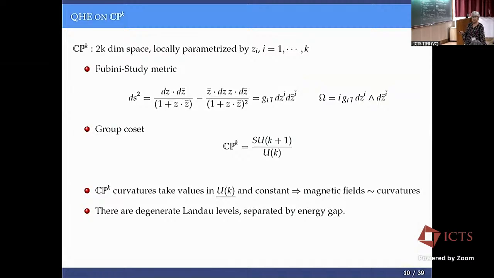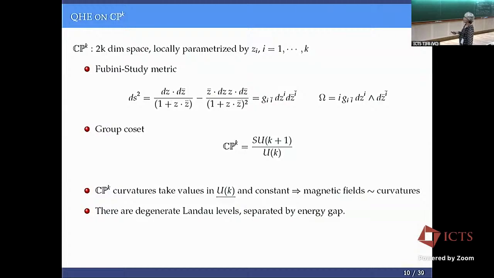May I ask a question? So you're looking at SUK+1 as fibered over CPK? Yes. Are you looking at SUK+1 as a fibered manifold above CPK? Yes. So gauge theory, and that principal bundle, UK principal bundle. Yes. Okay, thank you.